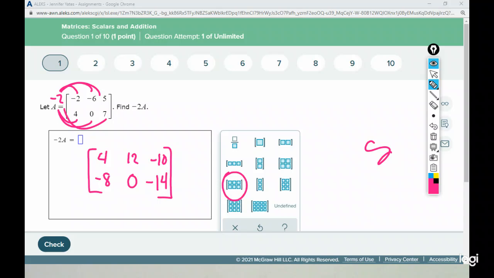What does the A mean again? A is the name of this matrix, and that's what allows us to know that we're doing -2 times the A. Is that the answer though? That is the answer. Was that the whole assignment? No. It's just another one.